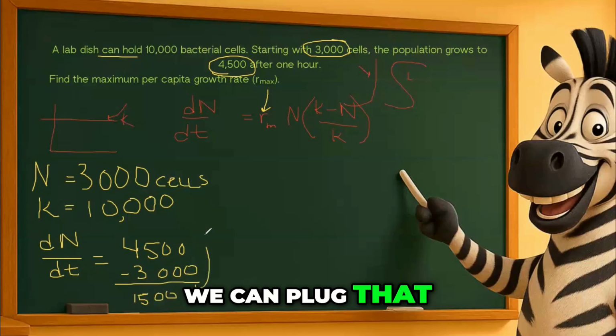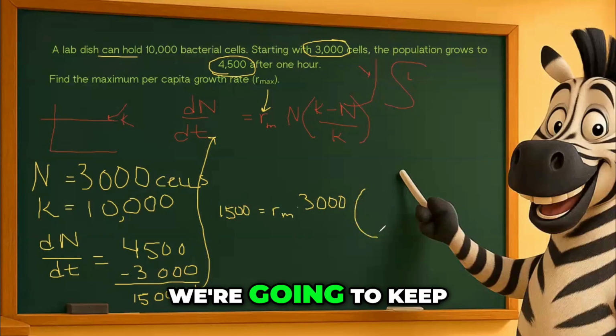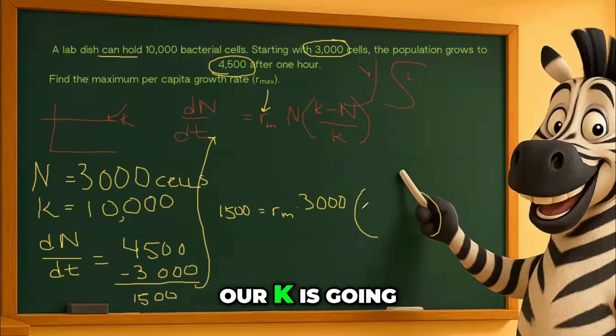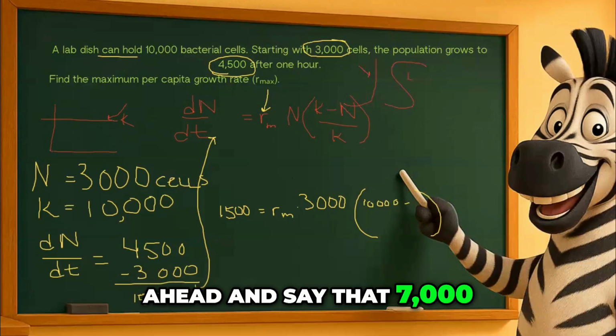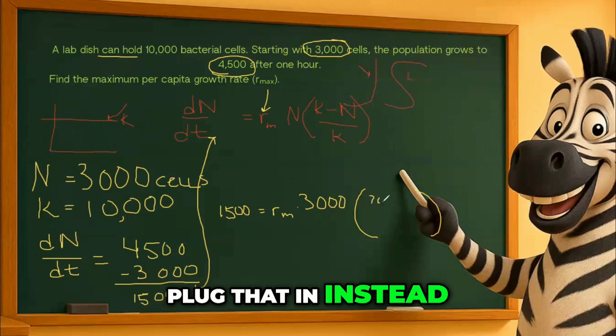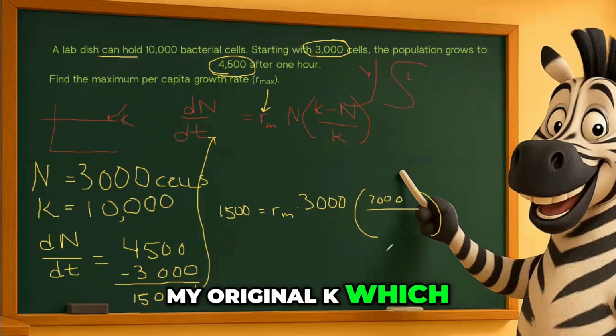Knowing that information, we can plug that back into our formula. So dN over dt is 1,500. We have our R max. We have our N, which we know is 3,000. We're going to keep that parentheses there. Our K is going to be 10,000 minus our N, which is 3,000. For the purposes of cleaning this up a little bit, I'm going to go ahead and say that's 7,000. So I'm going to plug that in instead, because with PEMDAS, I know I'm going to take care of that anyway. So it's 7,000 over my original K, which is 10,000.